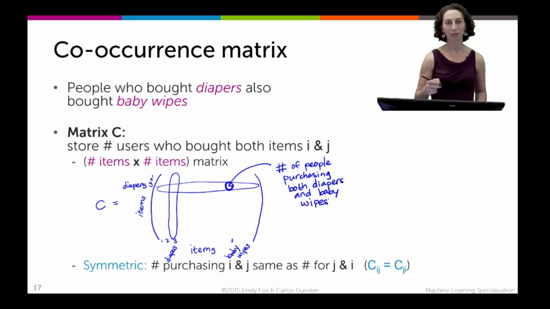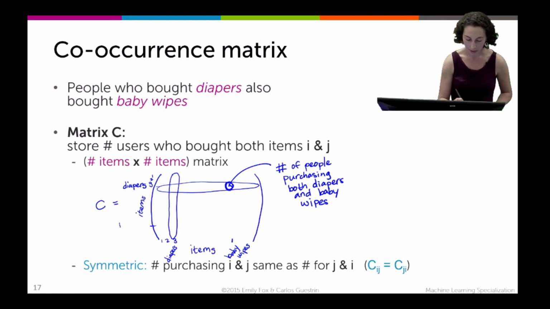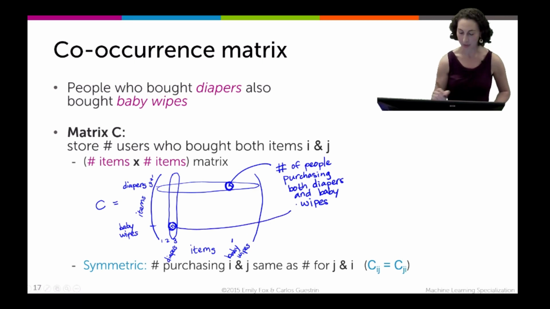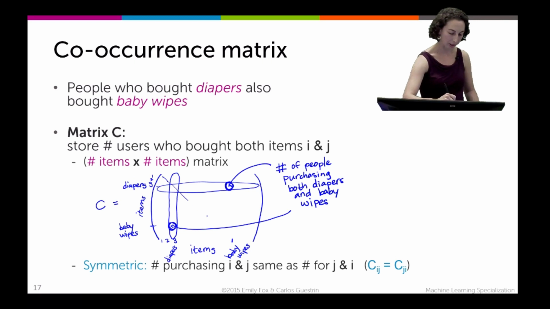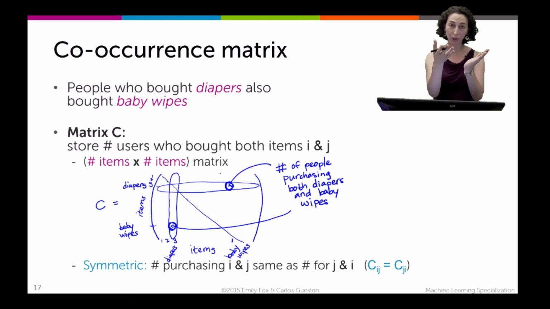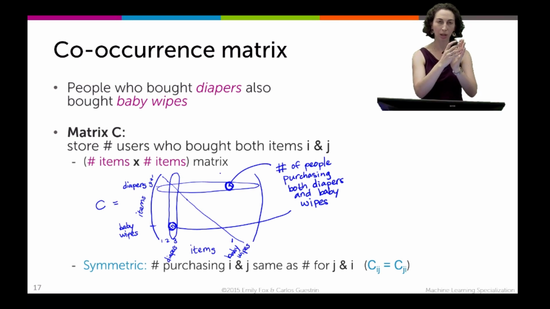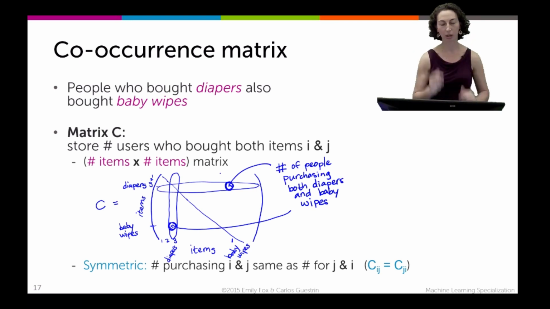Well, let me ask you a question. Is the number of people who purchased diapers and baby wipes the same as the number of people who purchased baby wipes and diapers? Yes. So we would go to the baby wipes row and this diapers column, and notice that this is exactly the same number. What this means is that this is a symmetric matrix. If we look across the diagonal here, we're going to see a reflection. If we took this matrix and folded it across that little diagonal line I just drew, you would get exactly the same numbers matching up.